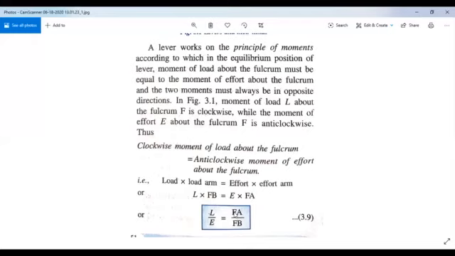So when the mechanical advantage is 1, the effort arm and load arm are equal. And when the mechanical advantage is greater than 1, effort arm should be greater than load arm. And when the mechanical advantage is less than 1, effort arm should be less than load arm.